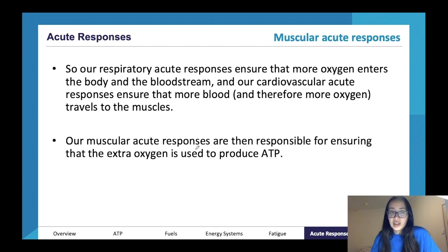Our other cardiovascular acute responses: increased heart rate means more blood's pumped faster. Increased blood leaving the left ventricle, that's our stroke volume. That one is also a similar thing. And then we've also got increased cardiac output, which is a product of stroke volume and heart rate together. And then increased a-vO2 difference. This wasn't really about blood going to the working muscles exactly, but more about the oxygen being extracted.